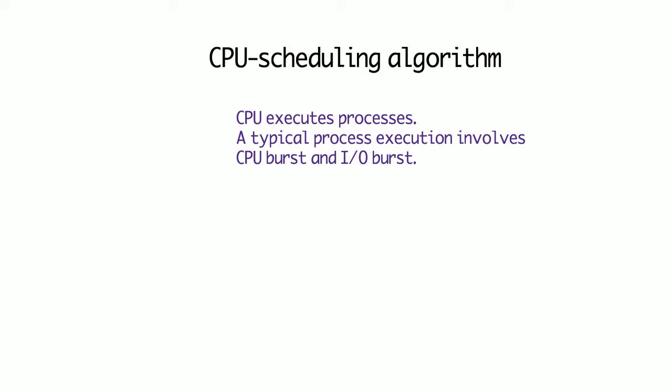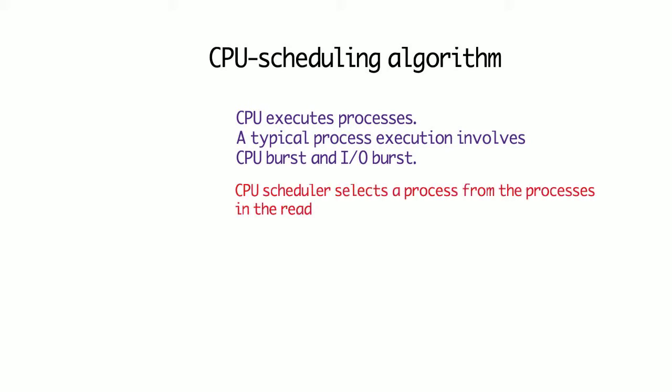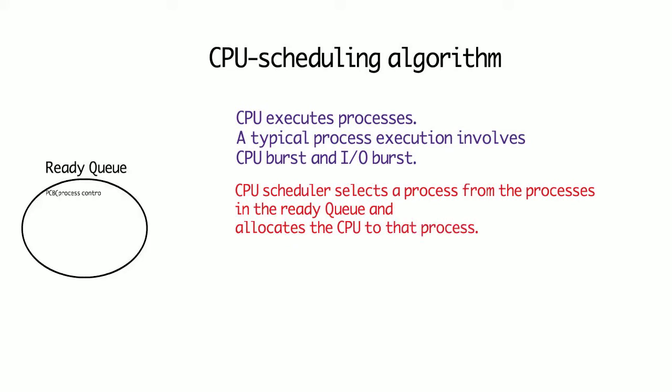We want the CPU to keep executing some process. We don't want it to sit idle when a process is busy with an input-output request. We want the CPU scheduler to select the next process from the ready queue based on some CPU scheduling algorithm and allocate the CPU to it.